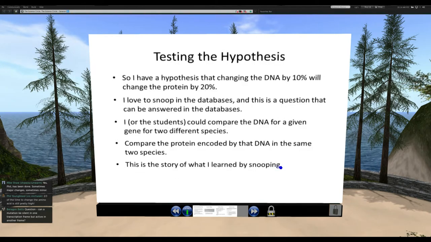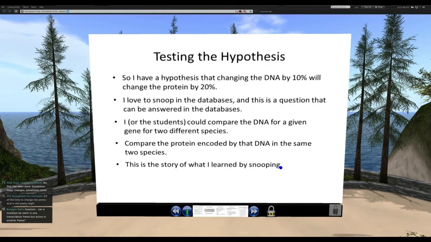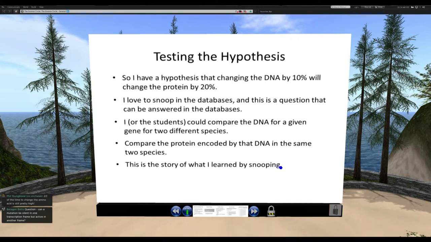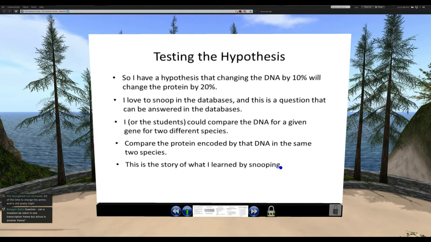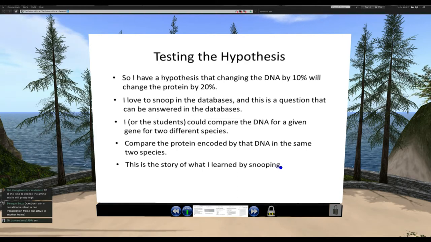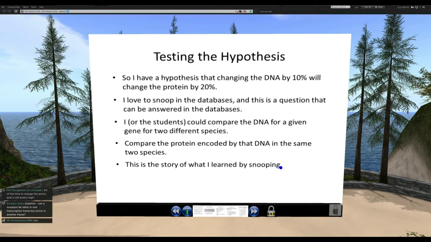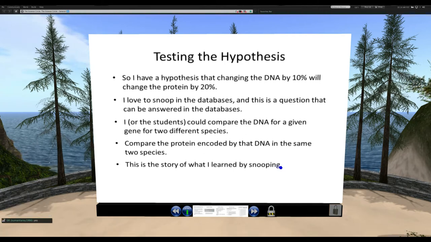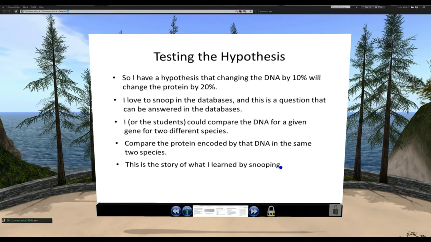So that's a testable hypothesis because we have, for many species and for many proteins, the coding sequences of their DNA, and we have the amino acid sequences of their proteins. And as you may know, I love to snoop in the databases. And this is a question that can be answered by snooping in the databases.